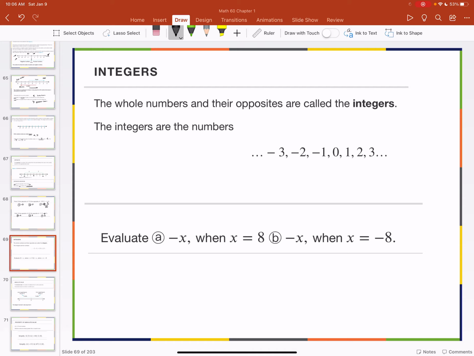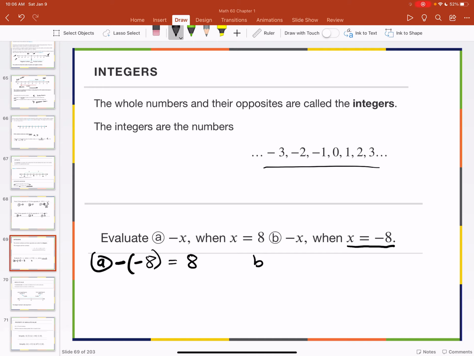Whole numbers and their opposites are called the integers. These are the numbers. Let's do a couple of evaluations. Evaluate -x, or the opposite of x, when x is -8. So that's just going to be +8.